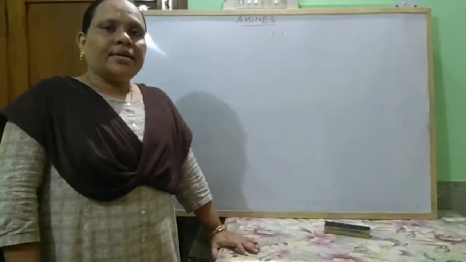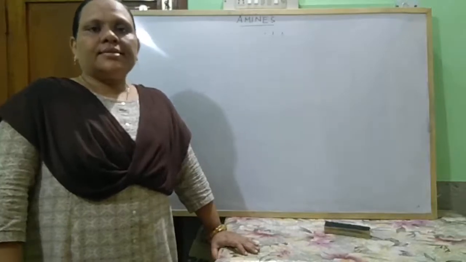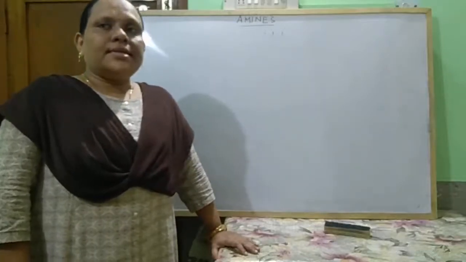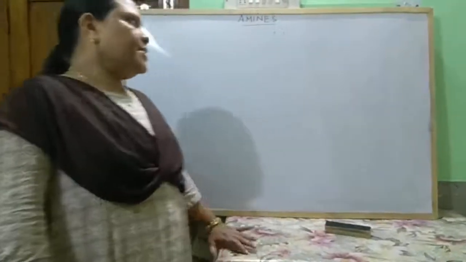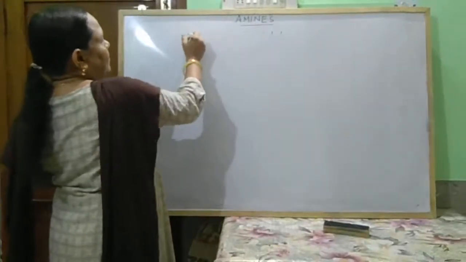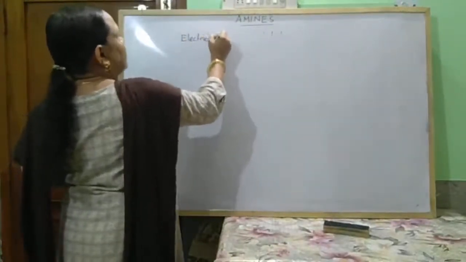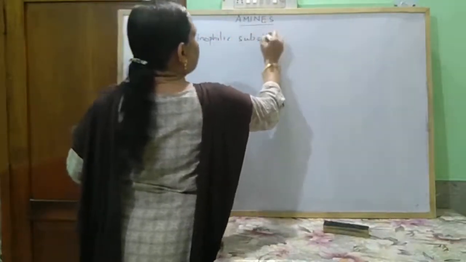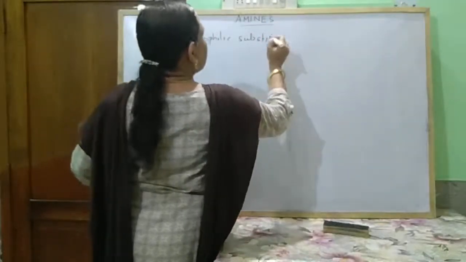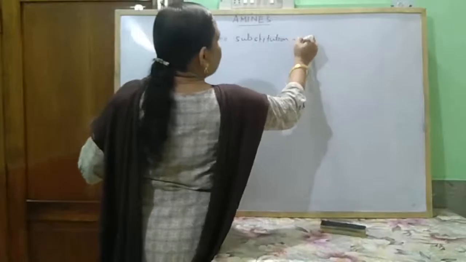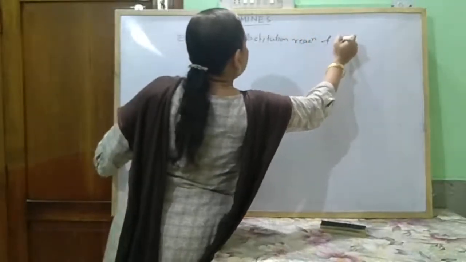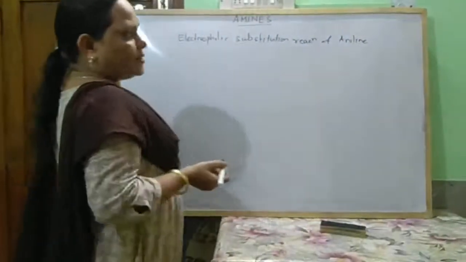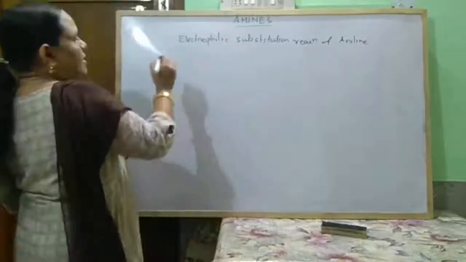So aliphatic and aromatic amines, some reactions are there. Aliphatic and aromatic amines react in the same way. But there are some special reactions for aromatic amines, that is electrophilic substitution reaction of aniline. The simple aromatic amine is aniline, so here we are considering aniline.